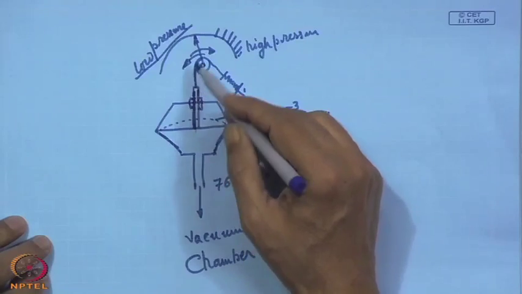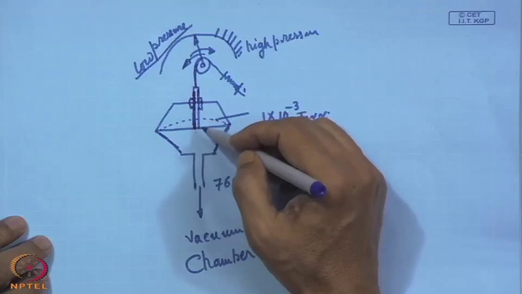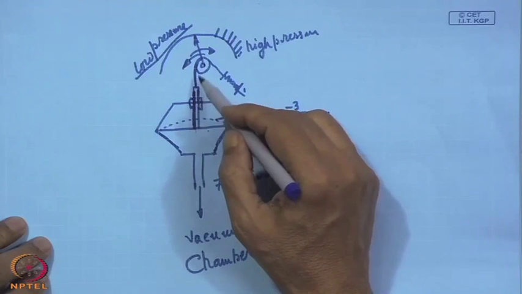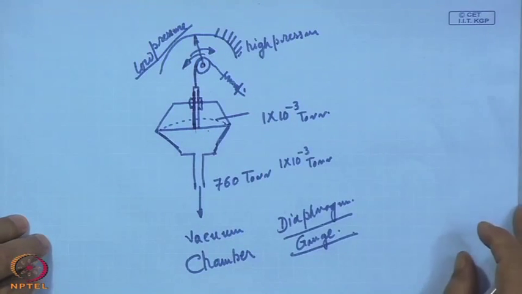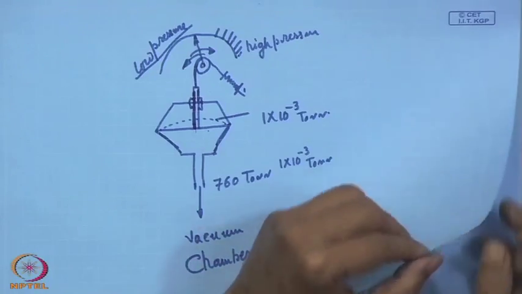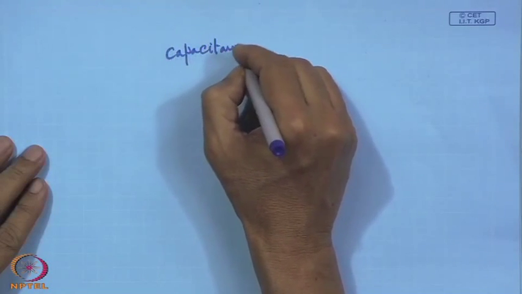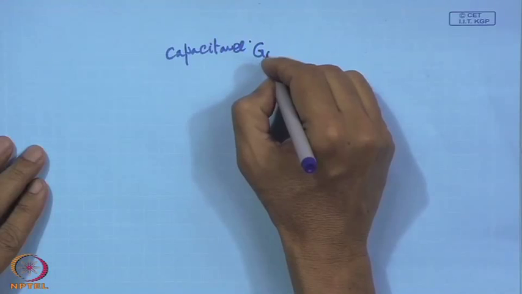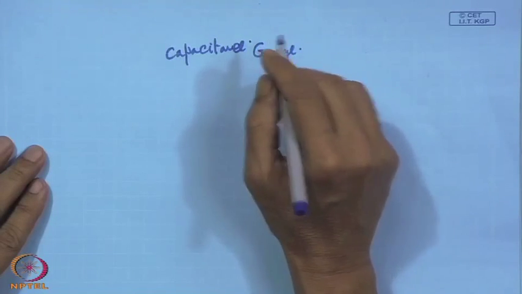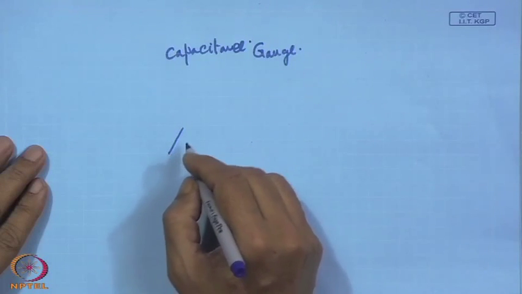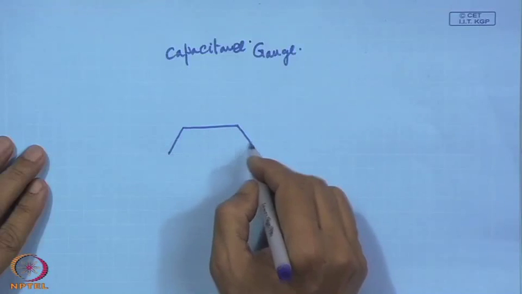Here what we measure is the mechanical displacement of some mechanical element, and in this case the elements are a diaphragm, a shaft, the string, the pulley and the pointer. But this can also be transformed, a little bit modified, and converted into a capacitance gauge. It will be more or less similar to this one with little modification.